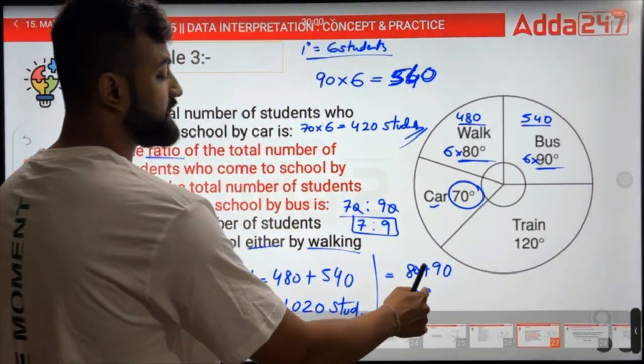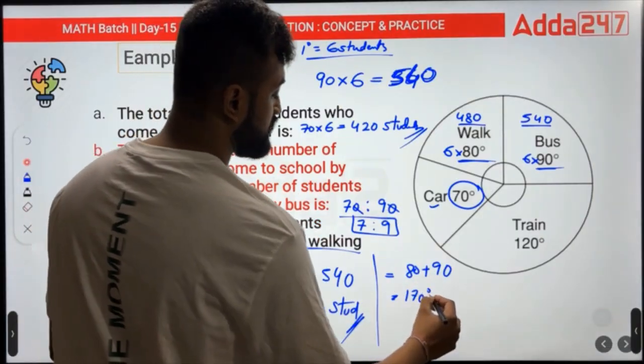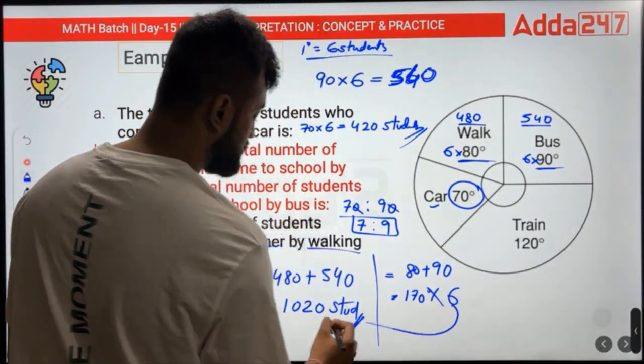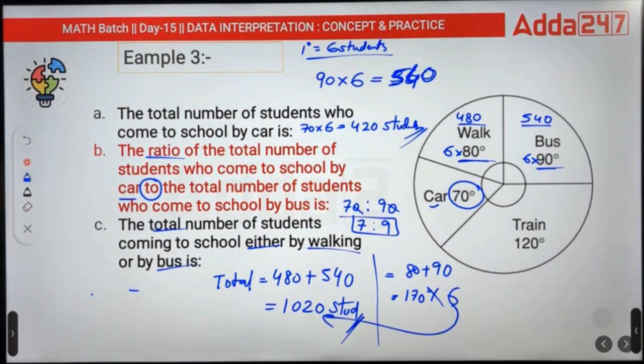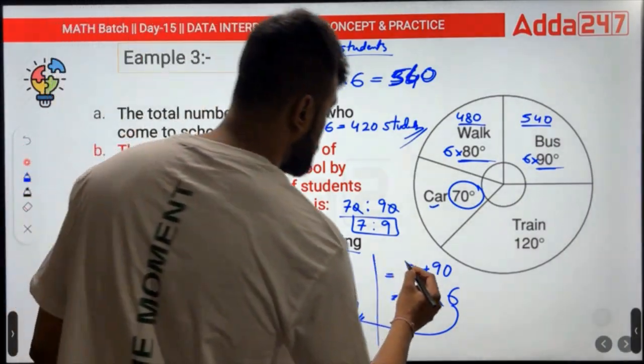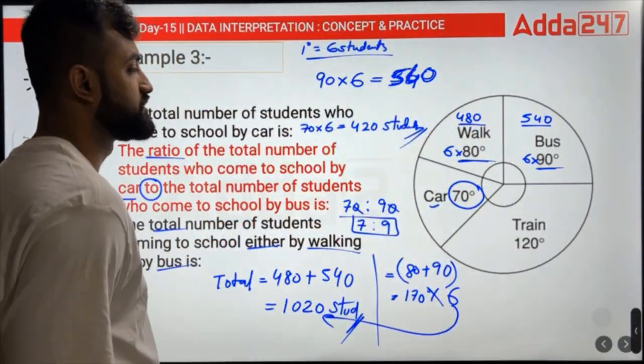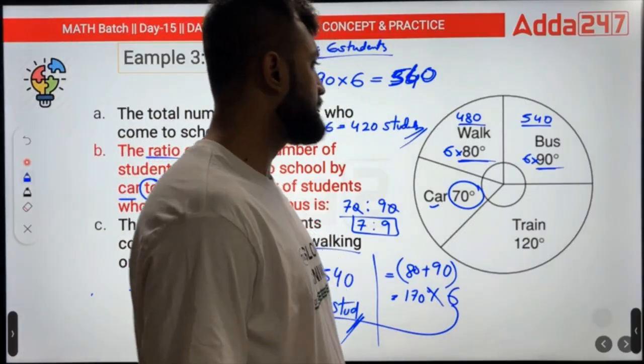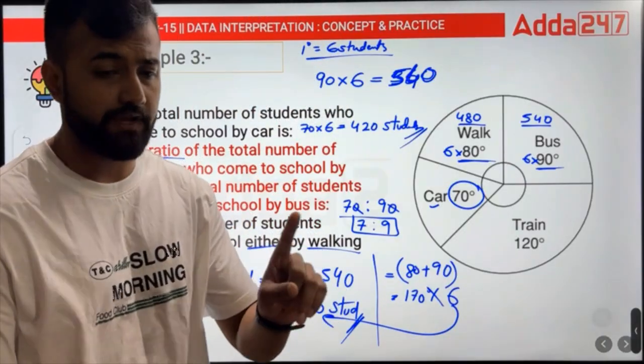Now in order to convert degrees to students, we'll multiply by 6. So just multiply by 6, you'll get the same. So this is another way of doing it. Okay, it's your choice. Whatever you like, you can do it. Either you do this or you do that. It's your wish. Clear?